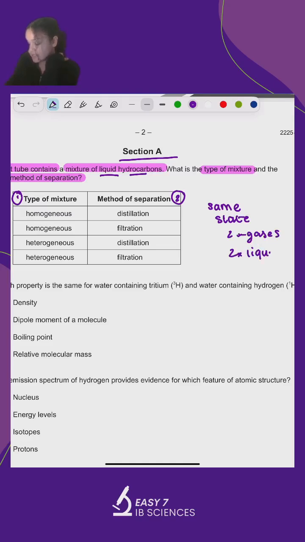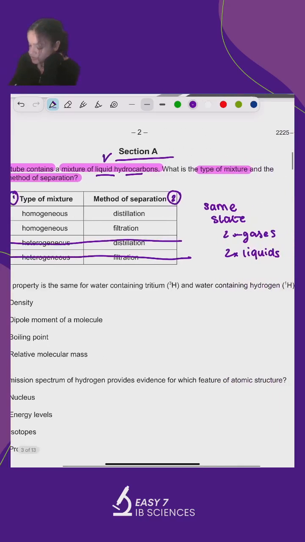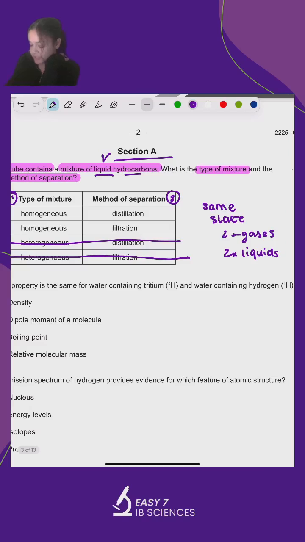And in this case, because we have a mixture of two liquid hydrocarbons, that means it must be a homogeneous mixture. So we can immediately cross out C and D because those are heterogeneous mixtures. Then if we move on to the next part, which is the method of separation, here they're describing two things. Number 1, distillation and filtration. Does anyone know the difference between distillation and filtration?